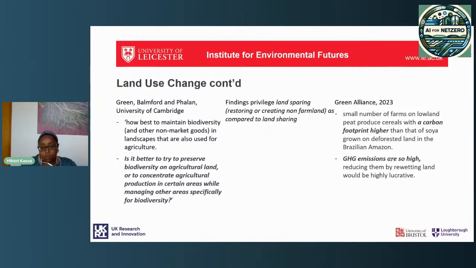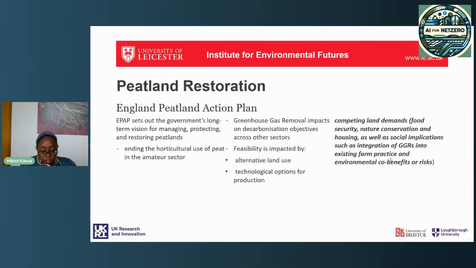So the Green Alliance also, in a 2023 report, highlights how a small number of farms on lowland peat which produce cereals have a carbon footprint higher than that of soya grown on deforested land in the Brazilian Amazon. And given that greenhouse gas emissions are so high, reducing them by rewetting land would be highly lucrative, and they make a case based on economic modeling. So the narrative emerging is around the value that could be attached to restoration of nature, and in particular to the differential impacts and the way in which the economy in the UK is linked to the global, has a global footprint in itself, and how to respond to that.